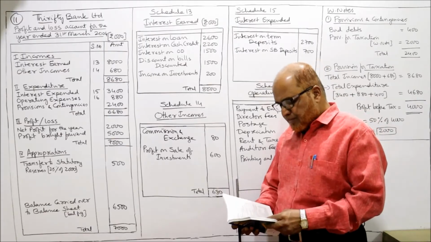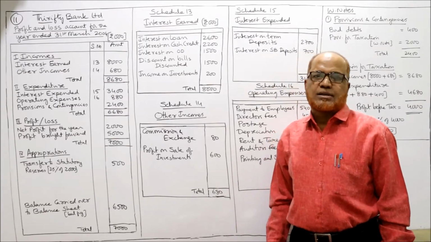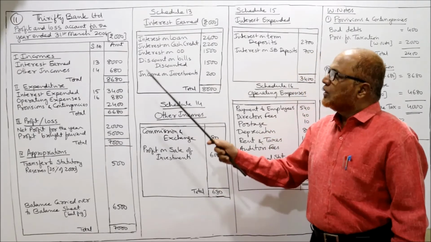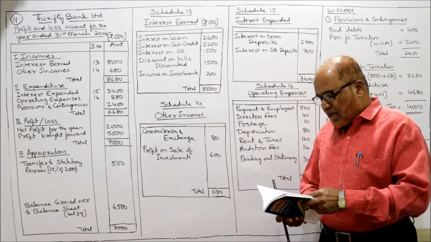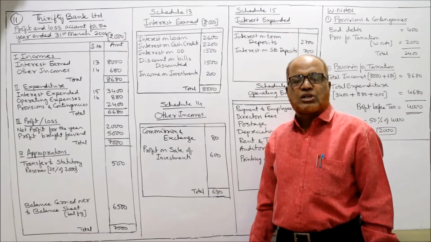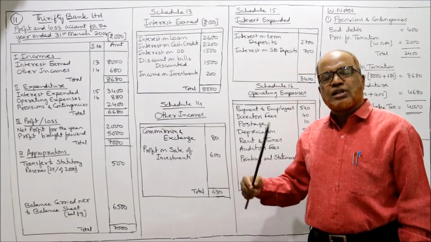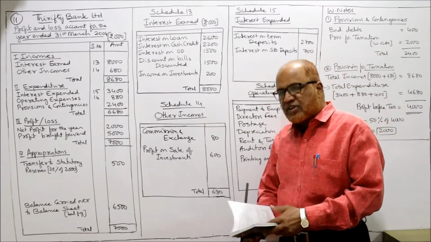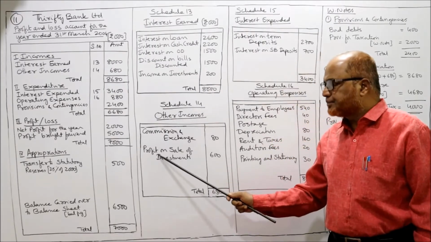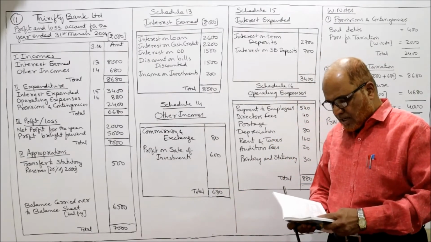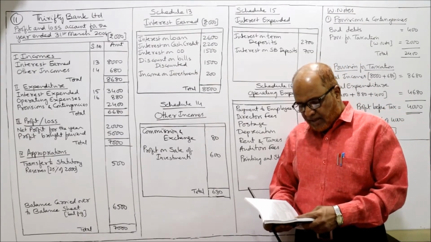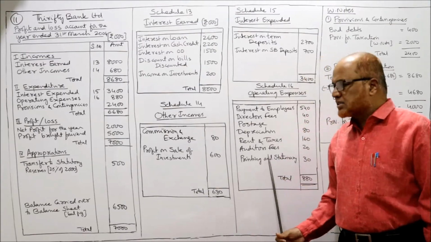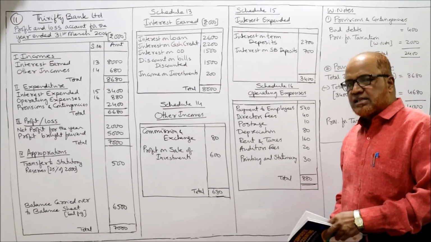Next item given in the problem is interest on cash credit. Cash credit is also one of the forms of loan. It is interest earned. So interest on cash credit, 2,200. Next comes interest on SB deposit. So it is interest on deposit, interest expended here. Next comes profit on sale of investment, other income. Rent and taxes, auditor's fee, printing and stationery. These 3 items will be taken under 16.